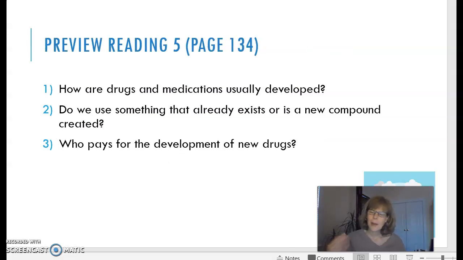I want you to just think about a few things as you get started. How are drugs and medications developed? What do you already know? We're learning a lot, just even as we watch vaccines be developed. Number 2, do we use something that already exists, or are we creating brand new compounds? And then the third question, who actually pays for all of this drug development? So this article is trying to get at some of these complicated questions.